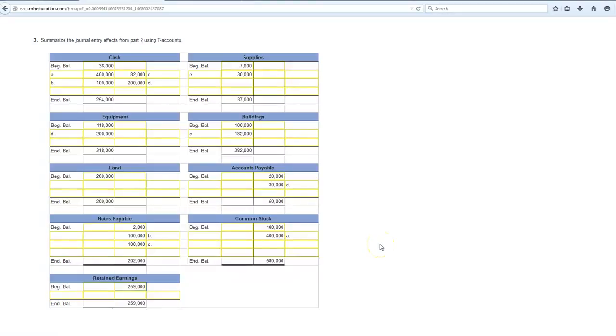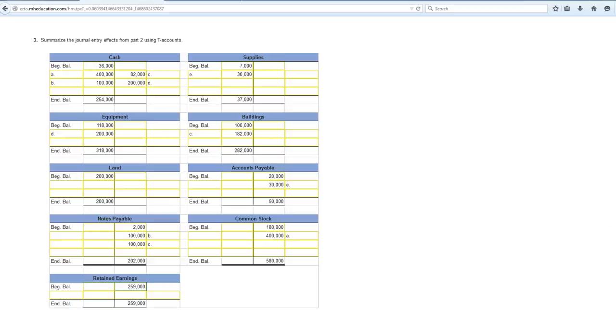Okay, welcome back to problem PA2-2. We finished the analysis, the journal entries, and then we left off at posting, or copying, from the journal entries into the ledger T accounts. And this is where we left off.